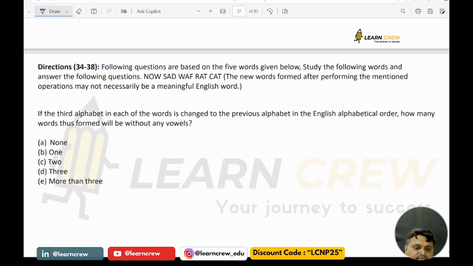Next, if the third alphabet in each of the words is changed to the previous alphabet in the English alphabetical order, how many words thus formed will be without any vowels? It has a vowel, it has a vowel, it has a vowel, it has a vowel, it has a vowel. So if the third alphabet is changed, there is no change going to happen. Everyone will have a vowel. So the answer is none.